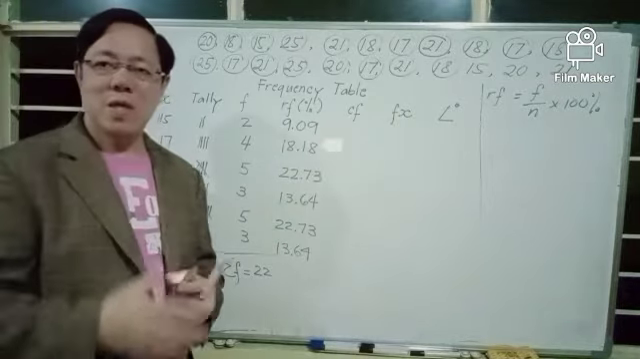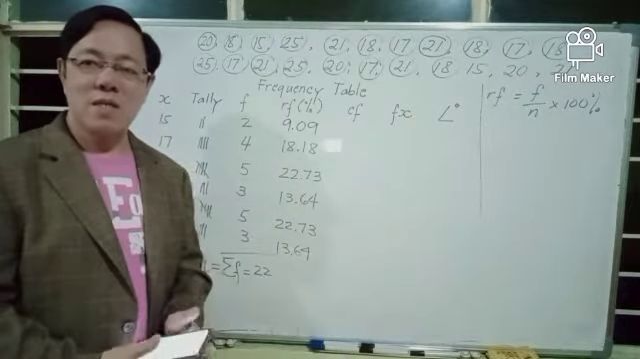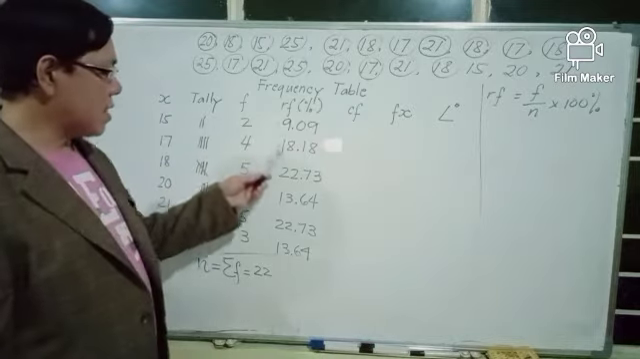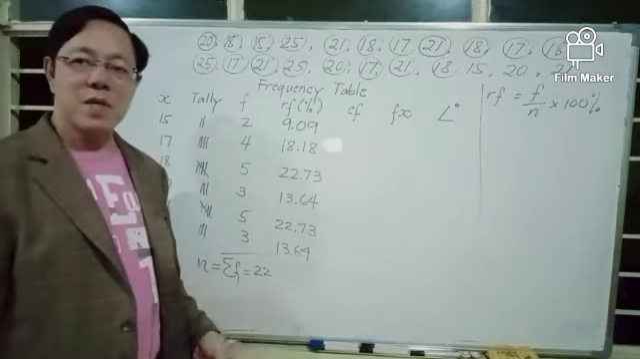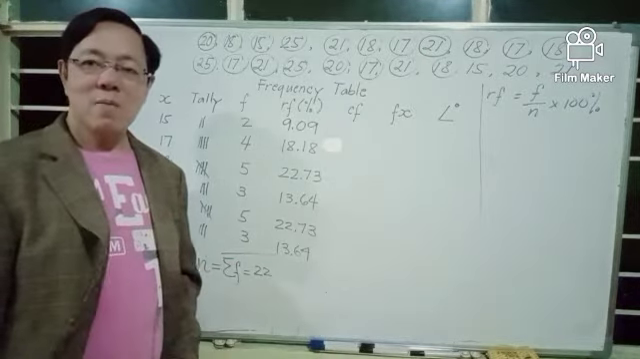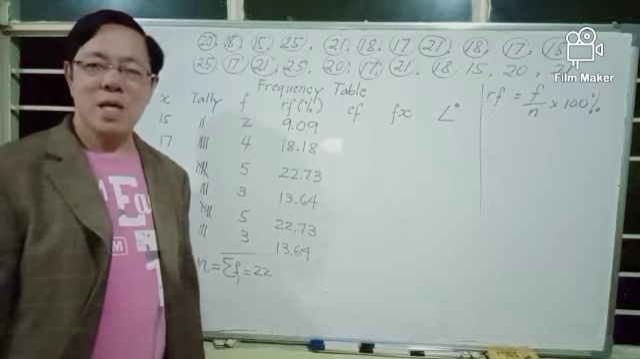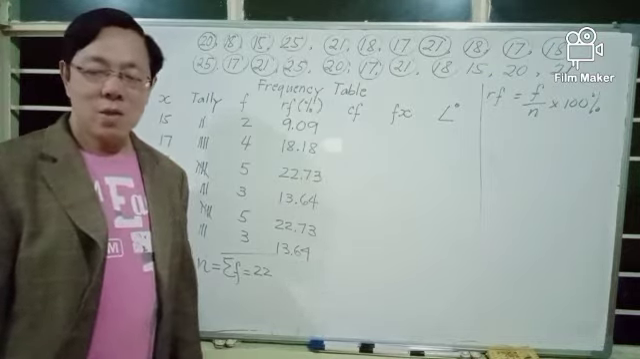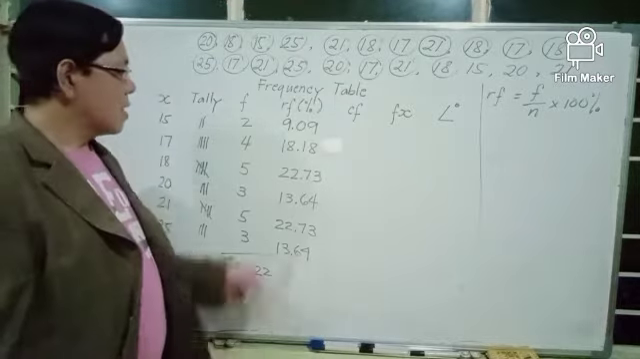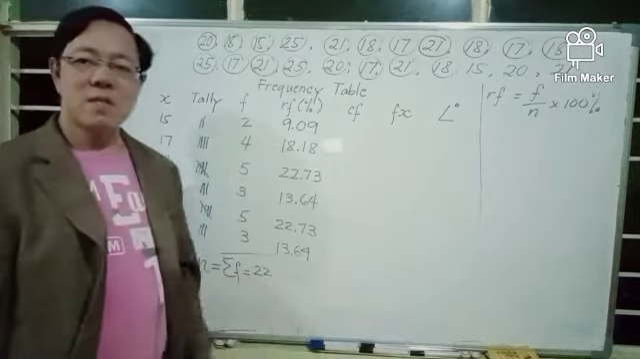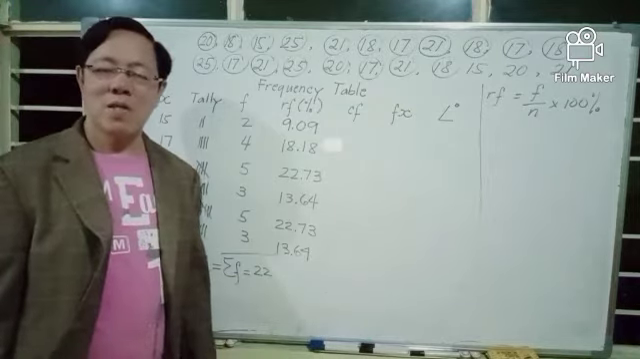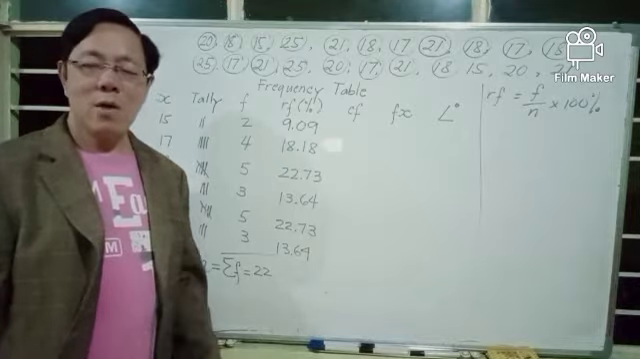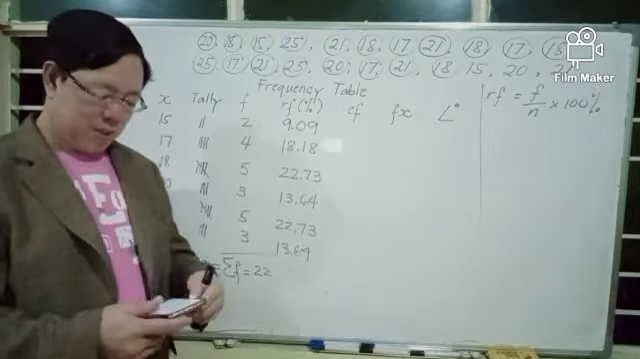Now we check if we obtained the correct relative frequencies, and we do the checking by adding the entries in the relative frequency column. The sum when rounded up to a whole number should be exactly equal to 100, not more than 100 or less than 100. Again, the sum of the relative frequencies when rounded up to a whole number should be 100%.